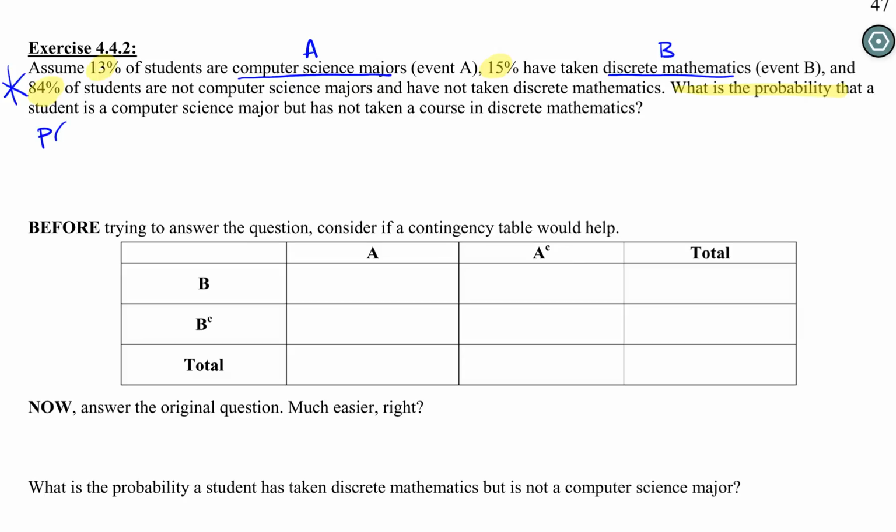So I'll set up the beginning of this. You have a 13%, you have a 15%, you have an 84%, and you have the probability that you're looking for. So I want you to pause the video, see if you can get this notation right.